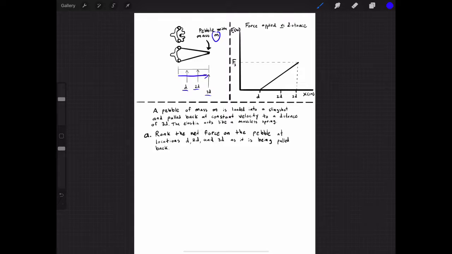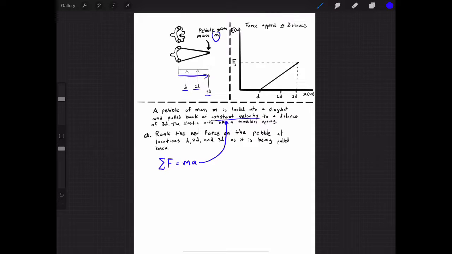Okay, so they're asking for net force. And net force, we represent it as sigma force equals mass times acceleration. All right, so acceleration in this case for D, 2D, and 3D, what is it? Well, the hint is right here. Constant velocity. If you remember, constant velocity means that acceleration equals 0.